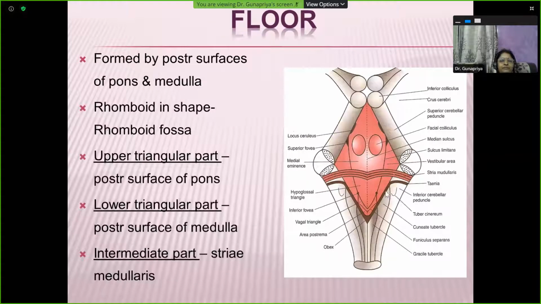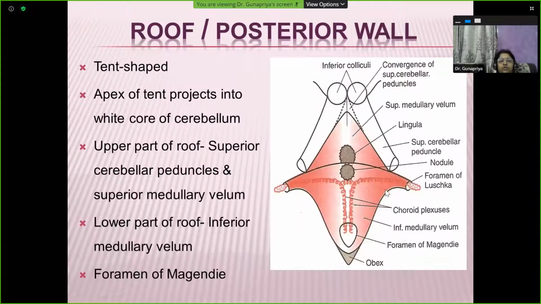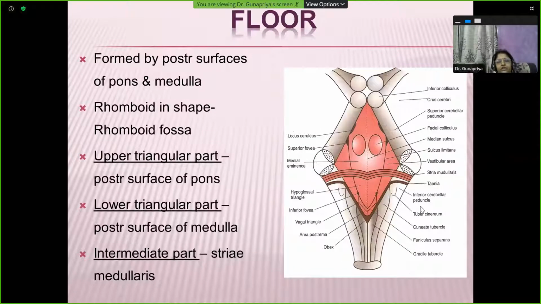Now coming to the floor. So once you remove this roof, once you slit it open from the foramen of Magendie, insert scissors, take it vertically upwards and slit open, what you see will be this picture. So once you remove the roof, you can see the floor. Once you break open the roof of a building, you can see the floor, isn't it? Exactly like that, once you cut open the roof, you can make out the floor of the fourth ventricle.